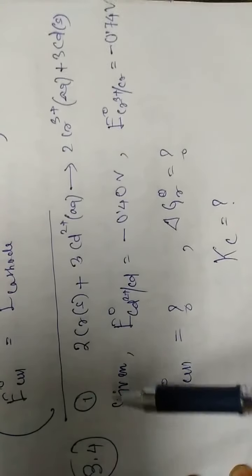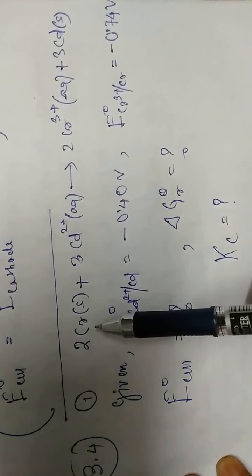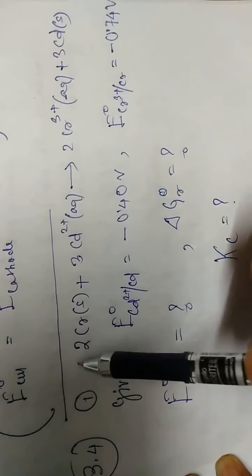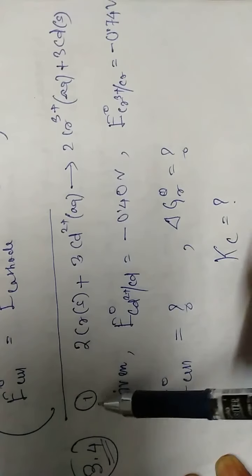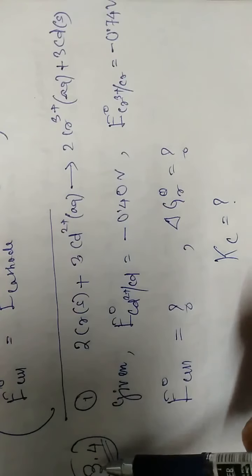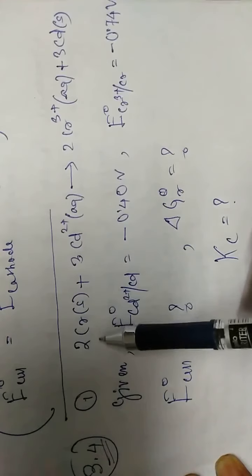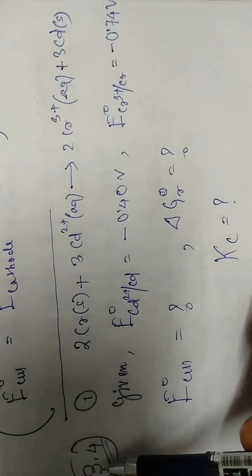So let us solve now a numerical related to the calculation of equilibrium constant and Gibbs energy changes in an electrochemical cell. This is the question. This is exercise number 3.4 from your textbook, question number 1. So you have to read the question from the textbook.